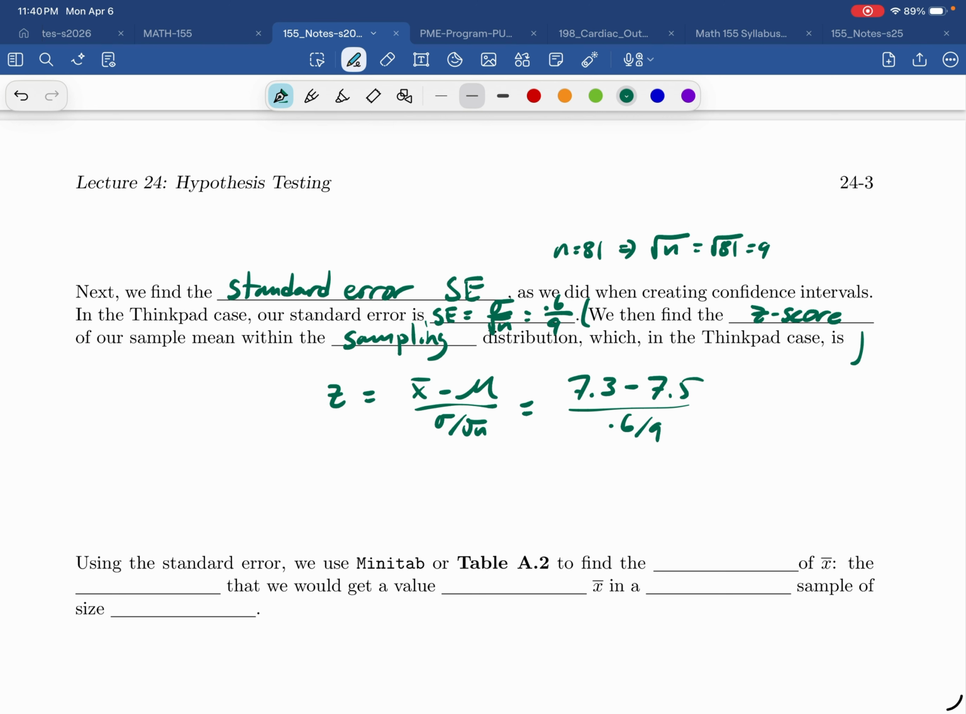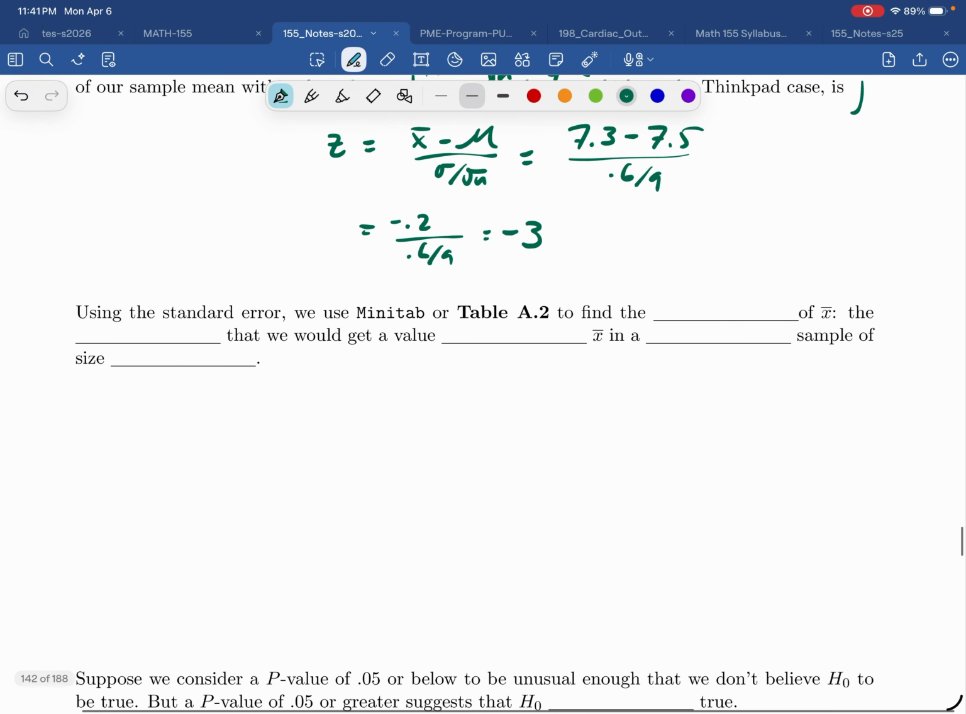And I think we could actually work this out by hand. Again, don't worry too much about this because this won't show up in Excel. But this is going to equal negative 0.2 divided by 0.6 over 9. And if you just do the multiplication out, you wind up getting negative 3. Okay.